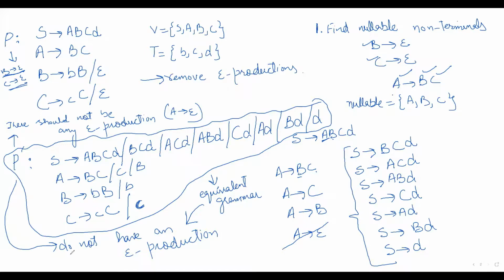Okay, fine. So this was the second step. Now the third step for simplification was the removal of unit productions.